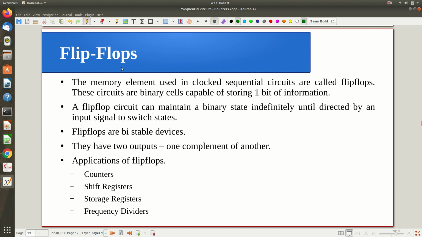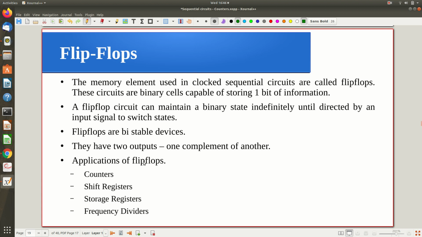So basically a flip-flop is a memory element, right? It's a clocked sequential circuit. How is it different from latches? Because it is clocked, right? A flip-flop circuit can maintain a binary state indefinitely until directed by an input signal to switch the state, and that is how it retains information. Flip-flops are typically bistable devices because they maintain 2 stable states, set or reset, 0 or 1. They have two outputs also, typically Q and Q complement, one being the complement of the other.